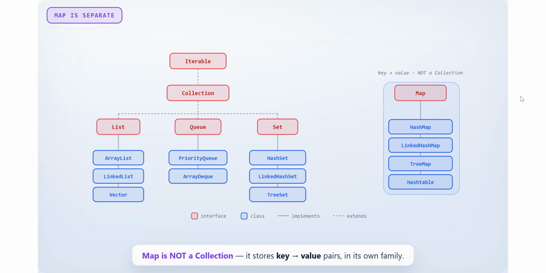Map is not a Collection. Instead of single elements, a Map stores key-to-value pairs like a dictionary. So remember, List, Set, and Queue are collections. Map sits in its own family.